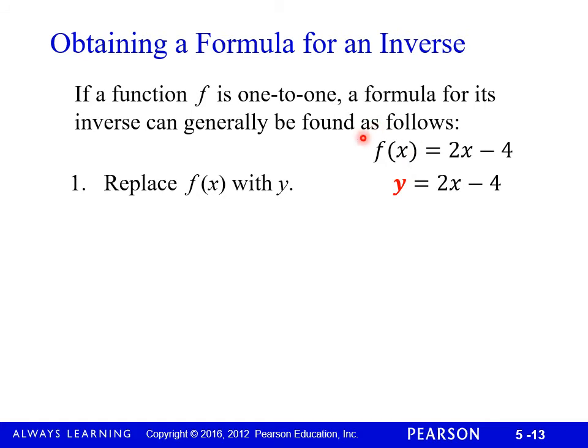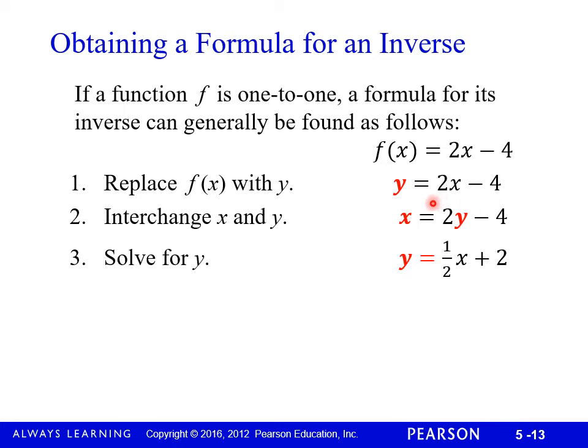The first thing we're going to do is replace the function notation with its variable y. Very simple. Just replace f of x with y. The second thing we're going to do is interchange x and y. This is what we've been doing all along to find the inverse. Wherever we have a y, we turn it into an x. Wherever we have an x, we turn it into a y. Then we're going to simply solve this equation for y. That means rewrite it as y equals. And if we do that, we get y equals 1/2 x plus 2. We'd add 4 to both sides and then divide both sides by 2, and we'd get 1/2 x plus 2.